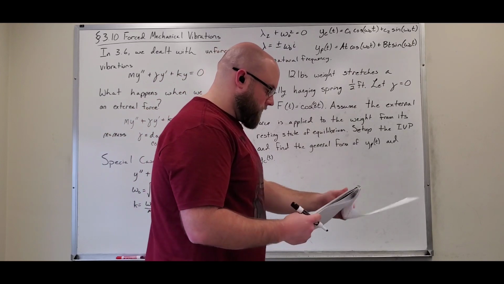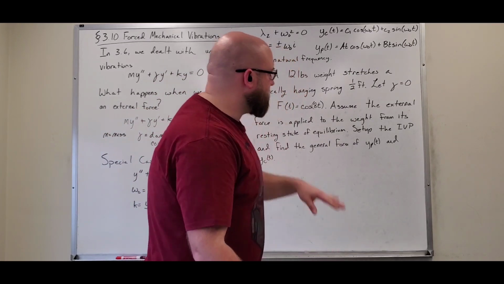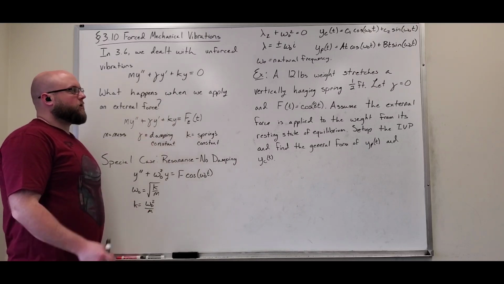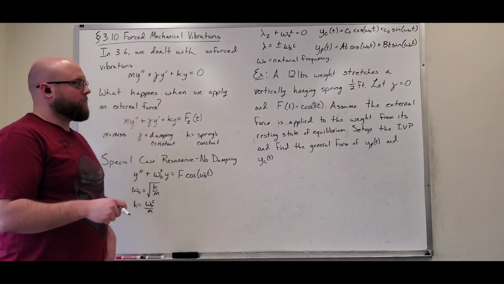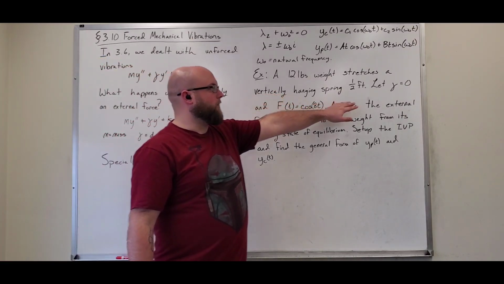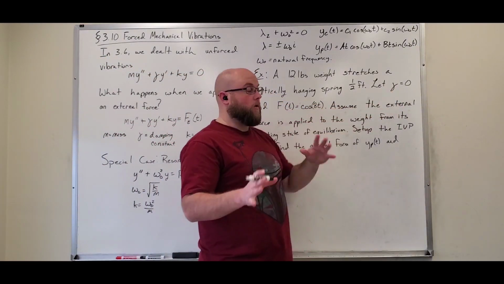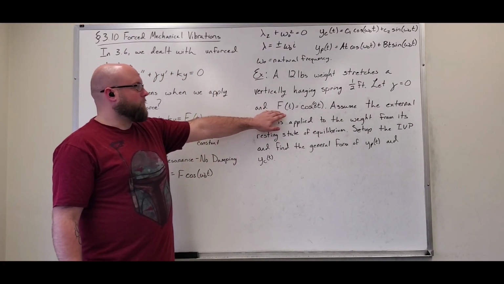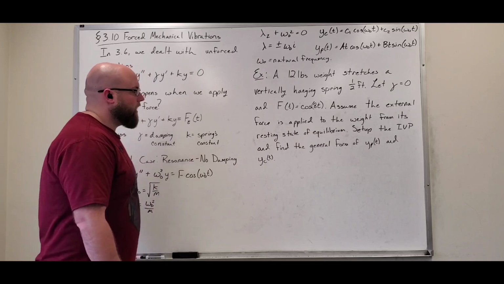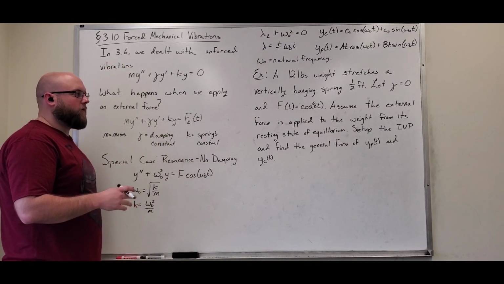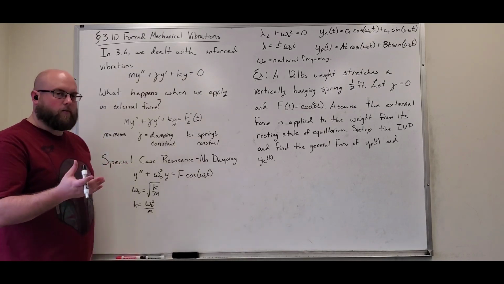All right, so let's get on to this problem. These are not bad to set up. Here we have a 12-pound weight that stretches a vertically hanging spring 1 foot, okay? And then we let gamma equal 0, sorry, not omega, but gamma. So that means, again, we're dealing with no damping. And we're going to have our external force be cosine of 8t. We're going to assume that the external force is applied to the weight from its natural resting state of equilibrium.